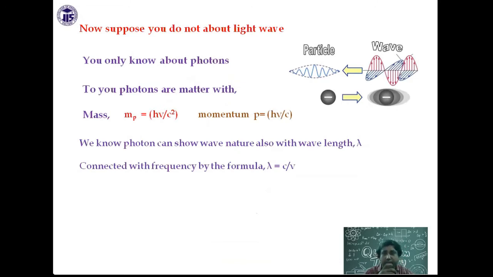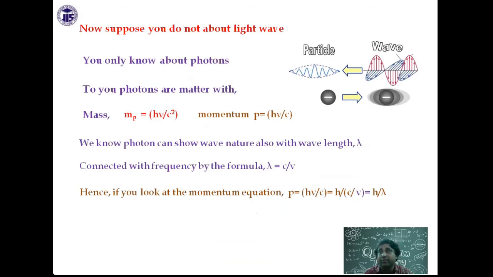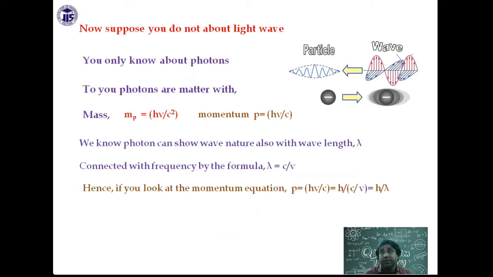In that formula of momentum, if you slightly manipulate it, with c equal to nu lambda, this gives you lambda, the wavelength of the photon, equal to h by p. You see in this expression, p is the particle property and lambda is the wave property. Suppose you do not know light, you know photon. So photon is matter with momentum p. It is telling us if the photon shows wave nature, its wavelength should be h by p. And that wavelength is the normal visible light wavelength.